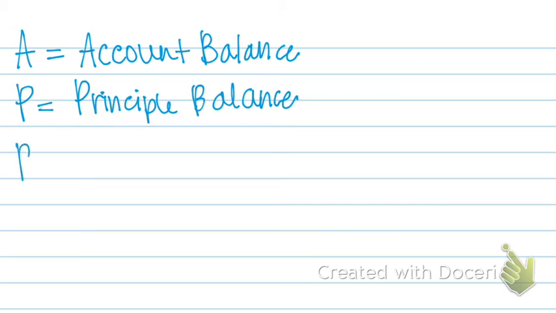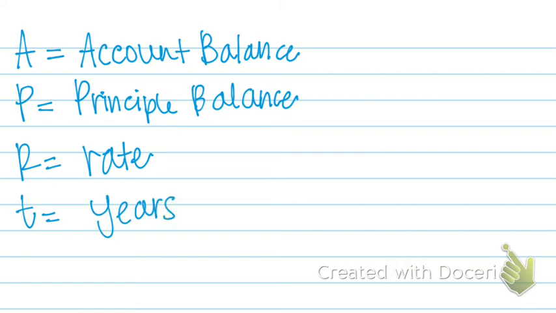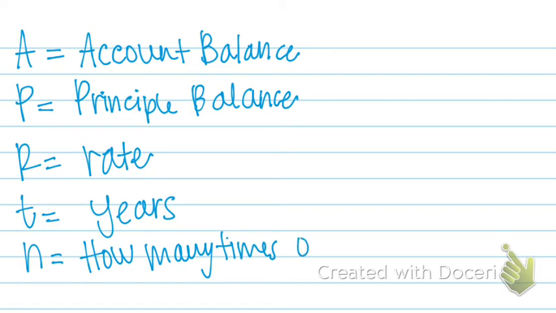All right, R stands for my rate. T is the years. And N is how many times over a year.